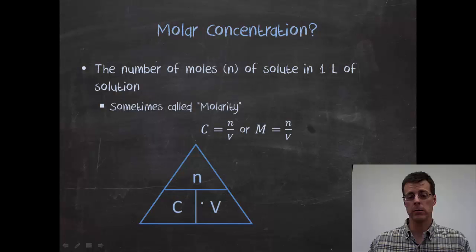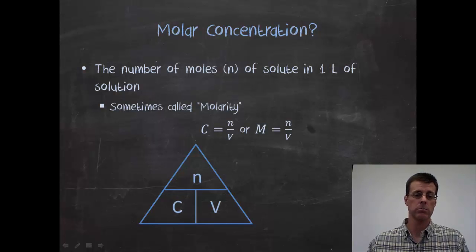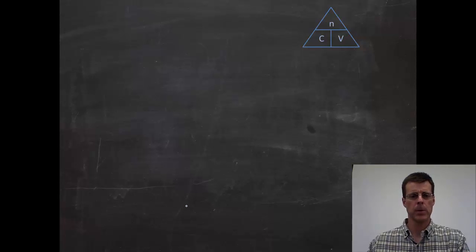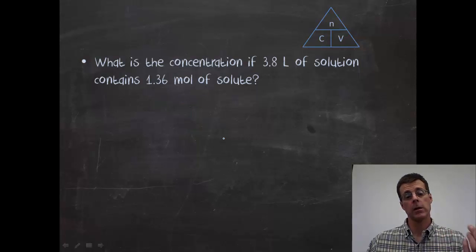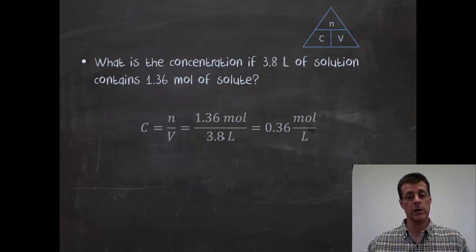We can have a triangle, kind of like what we had for something else as well, where number of moles is on top, volume on the bottom, and concentration or molar concentration in the other corner. Well, we're going to use that a little bit. Now we know how to use that. What is the concentration? So that's the C. Well, if I get rid of C, I'm looking at n on top, volume on the bottom, and I take the numbers that I have and I use them. So 1.36 divided by 3.8 gives me 0.36 moles per liter.